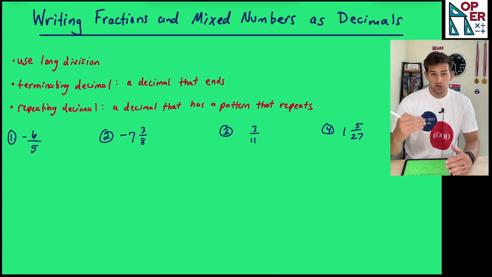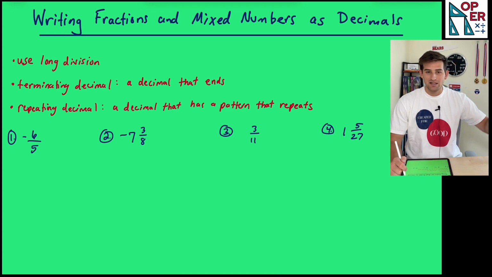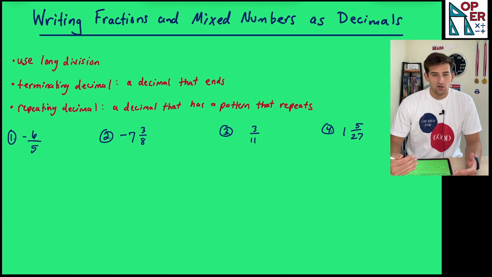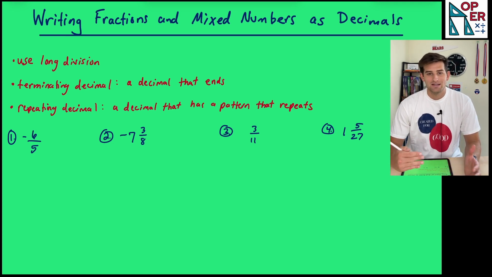So think about something that terminates, the end point, right? Termination. And so a decimal that ends, we would call a terminating decimal. So you could think of something like 0.5, that would be a terminating decimal.